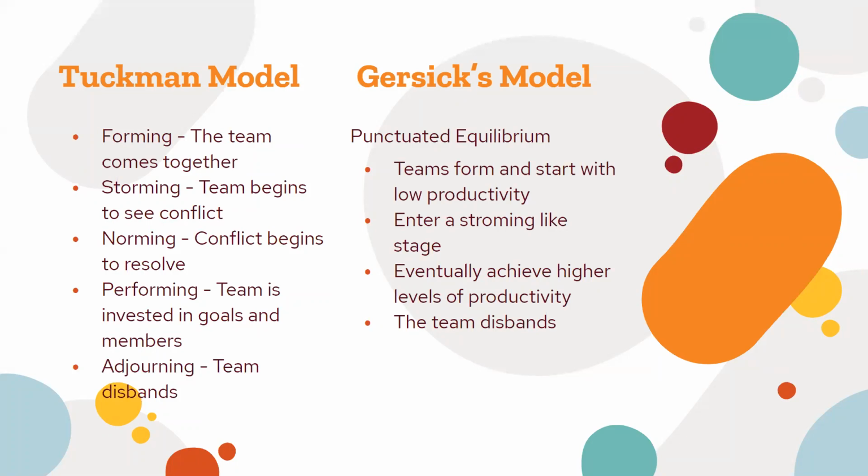And another model that showcases the events we just talked about is the punctuated equilibrium, which is also called Gersick's model. This kind of combines the stages of the Tuckman model. First, the teams come together and their performance tends to be low, and they enter what is kind of like a storming phase where things get a little rocky. But eventually, as time passes, the team will become more productive and then finally disband. Although both models may be important, the Tuckman model is more commonly used.